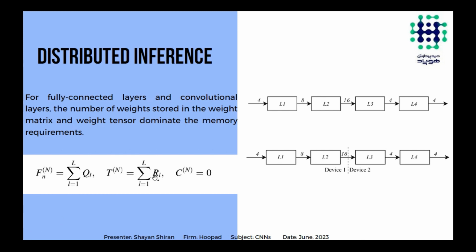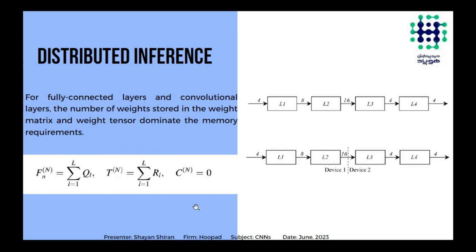So FN is the number of weights stored in the weight matrix, and it just sums the number of the weights, as you can see here in the formula. T here is the longest execution path. It's the number of parallelized multiplications. Here they are parallelized, and we have a communication overhead that is denoted with C.